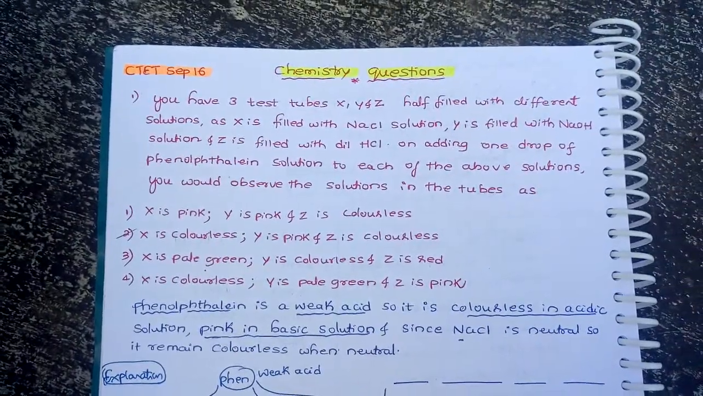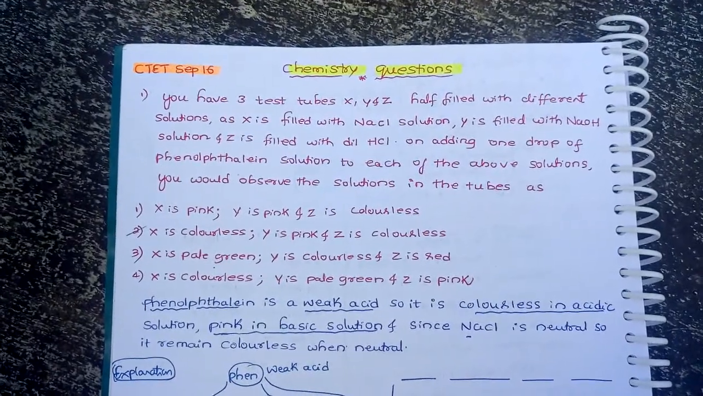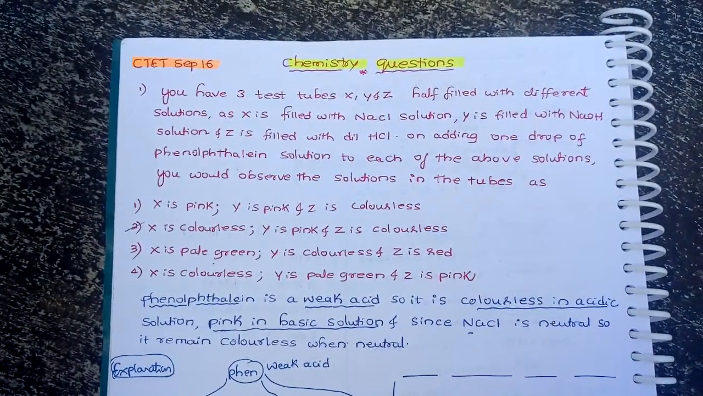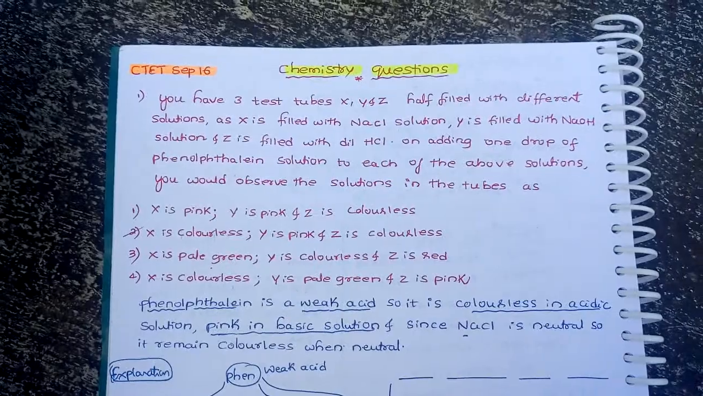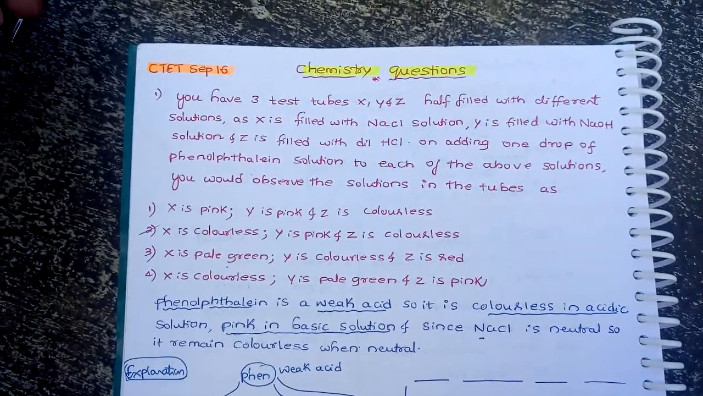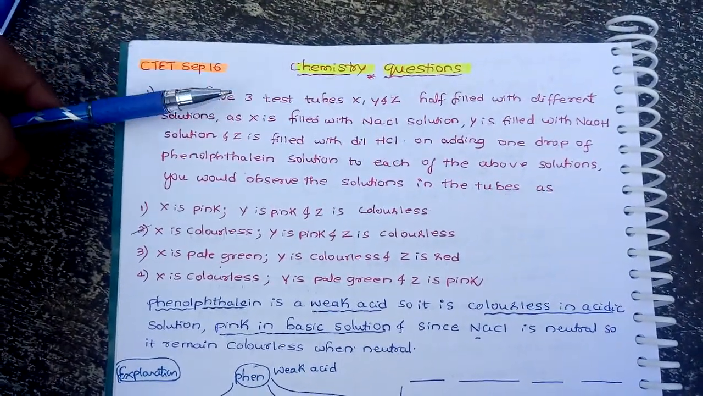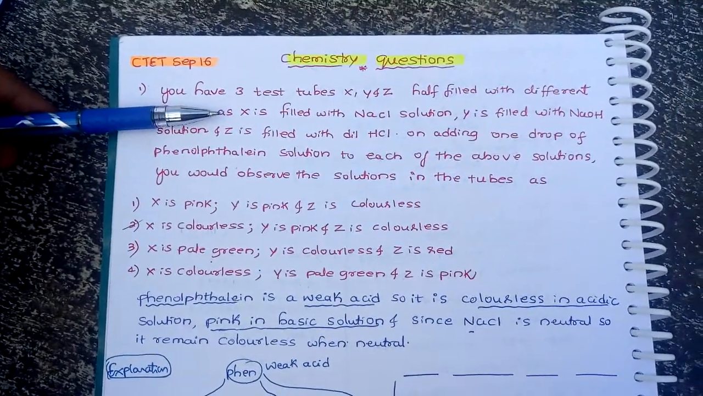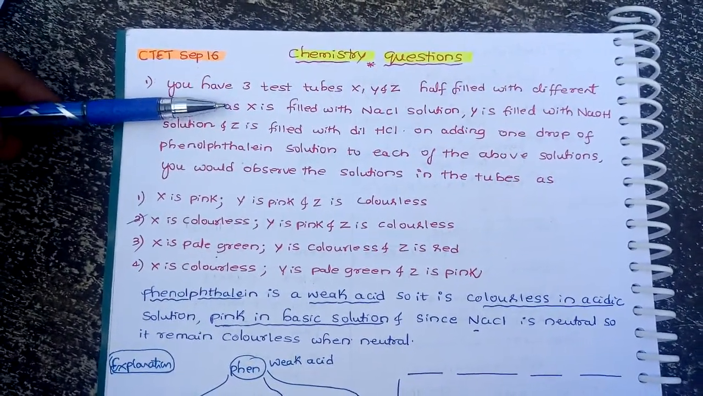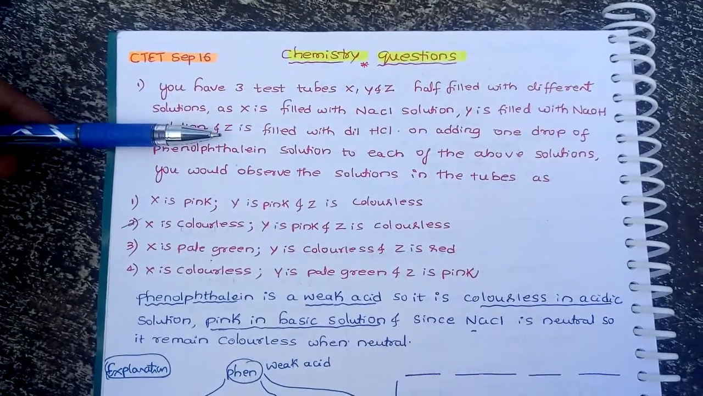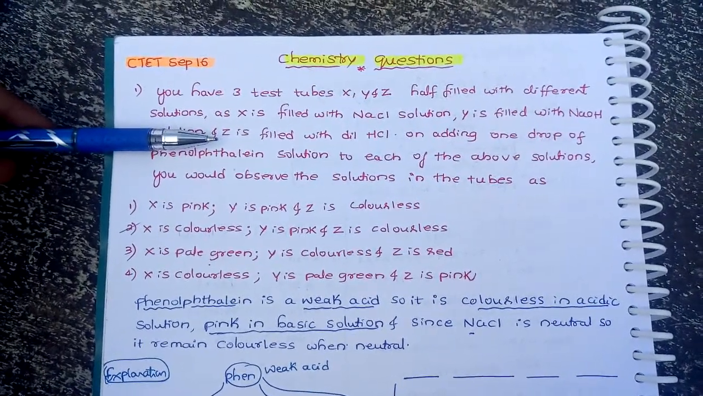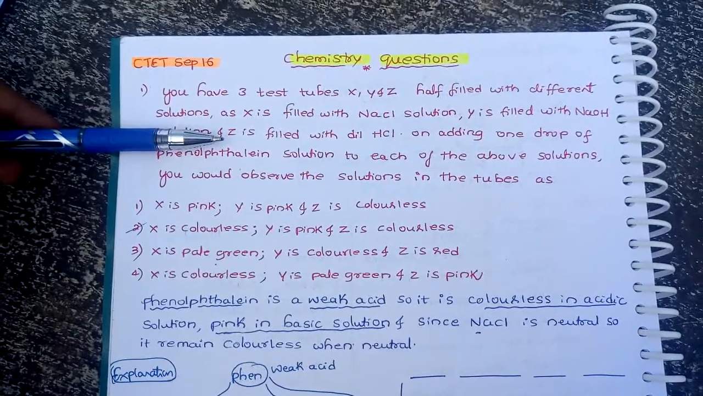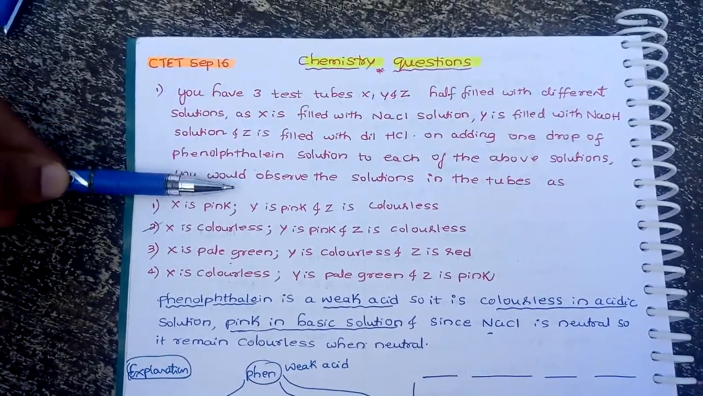In today's class, we are discussing some important chemistry questions. The first question is: you have three test tubes X, Y and Z. Test tube X is filled with NaCl, Y is filled with NaOH solution, and Z is filled with dilute HCl. To these three test tubes, we are adding phenolphthalein drops to each solution. What color change will we observe?